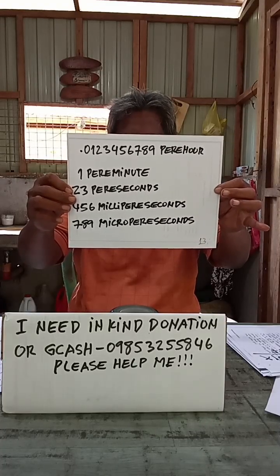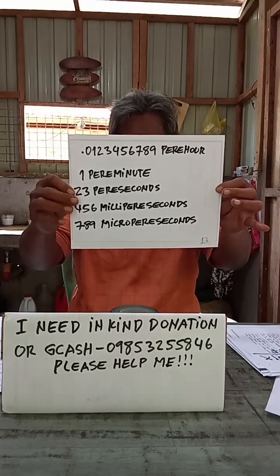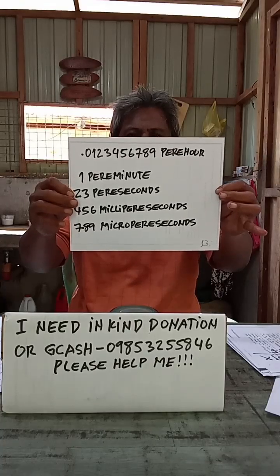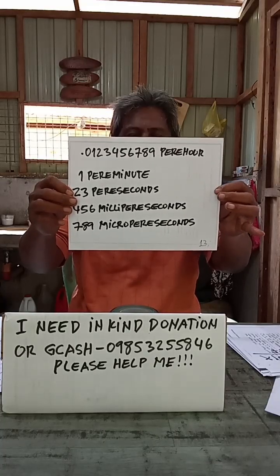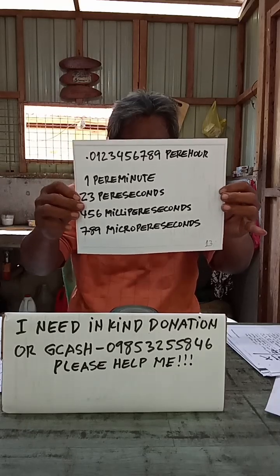0.0123456789 per hour is 1 per minute, 23 periseconds, 456 milliperiseconds, and 789 microperiseconds.